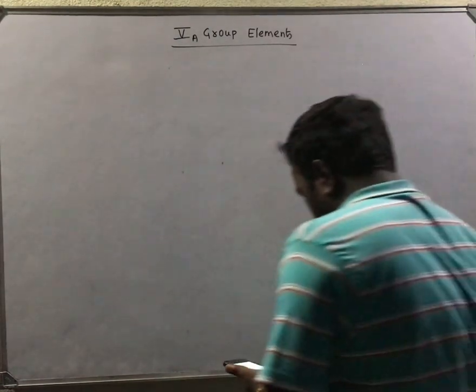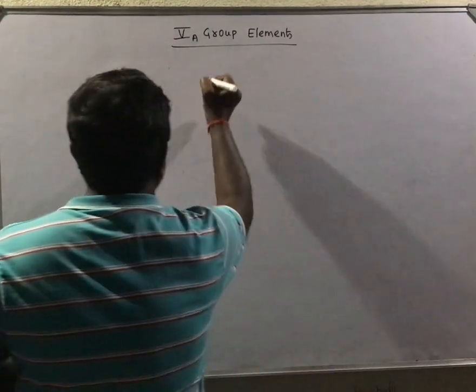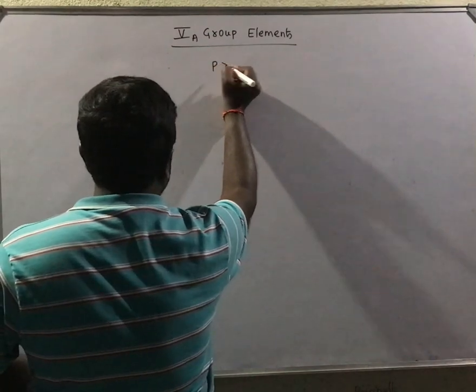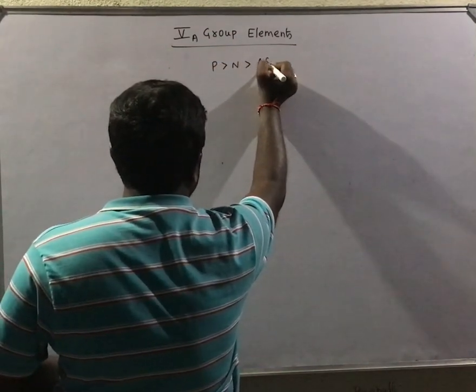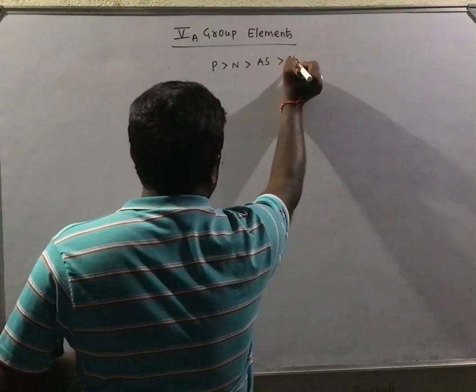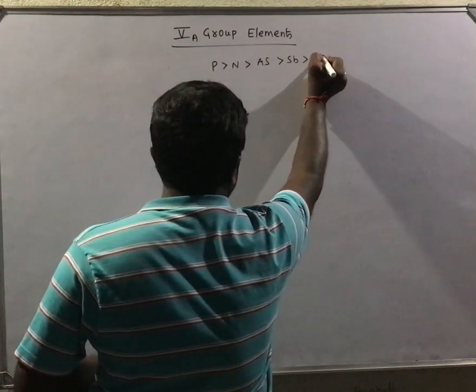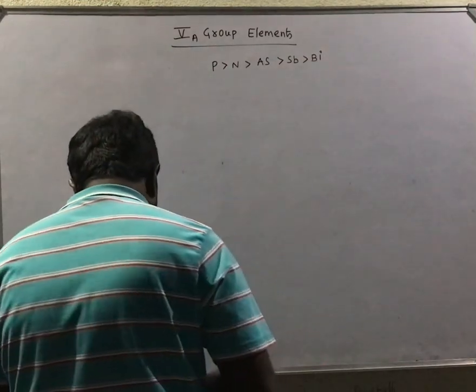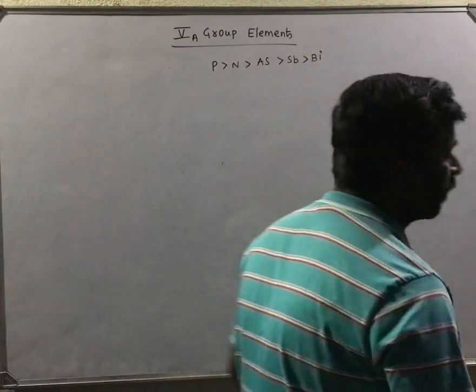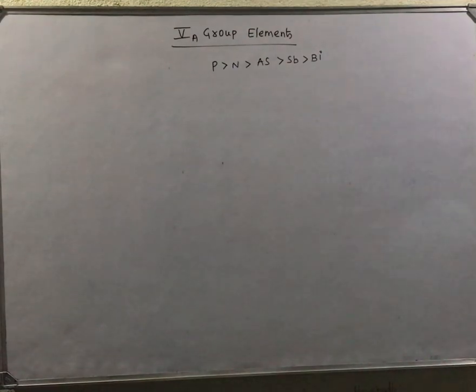And finally, the order of abundance is phosphorus greater than nitrogen, greater than arsenic, greater than antimony, greater than bismuth.